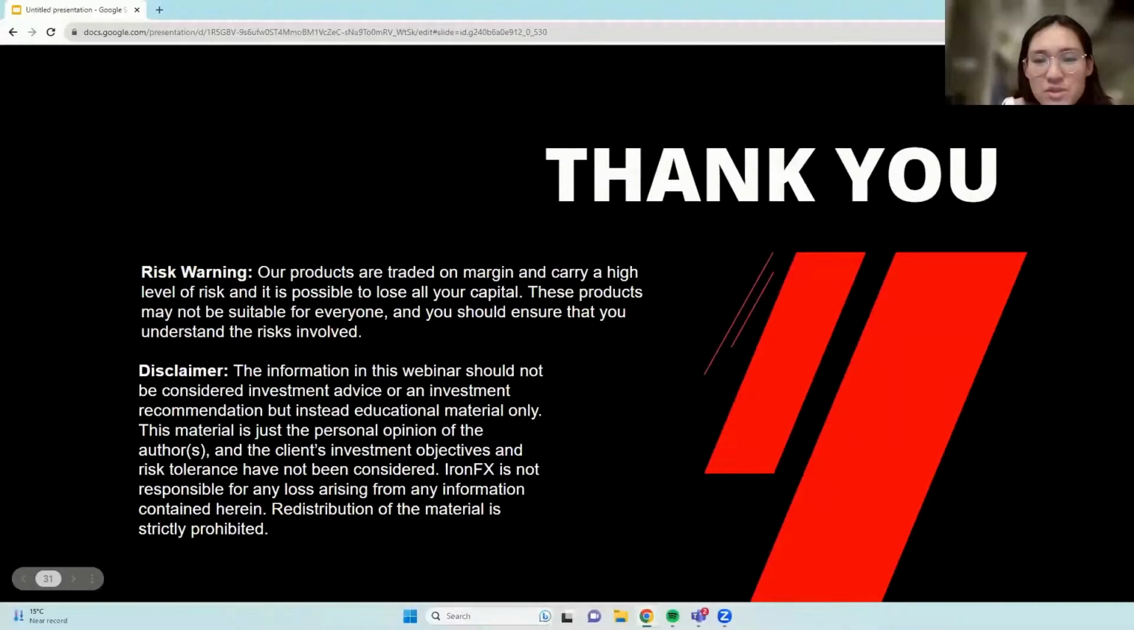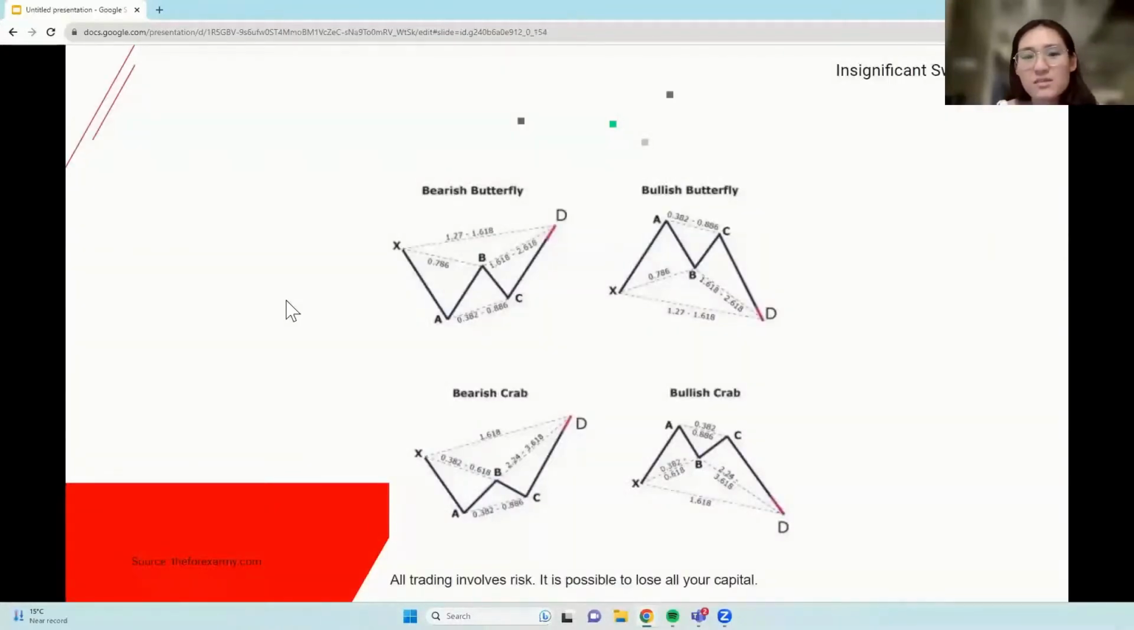Yeah, so these shapes are, let me go back. They are price action, yes. So it's kind of overlapping the price action and harmonics and Elliott wave theory as well.